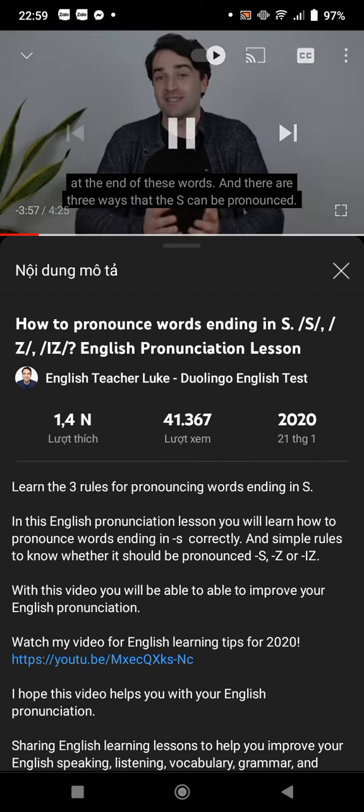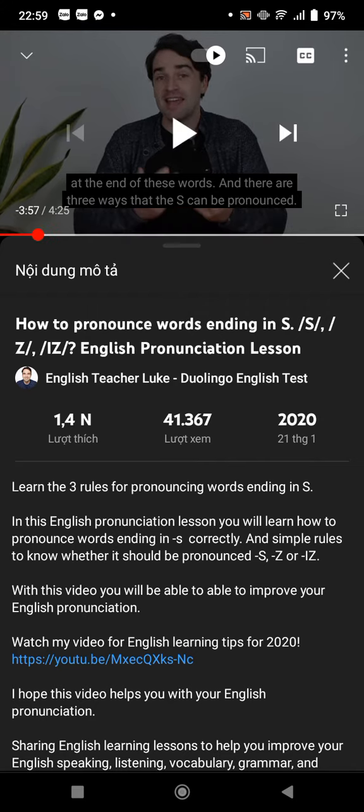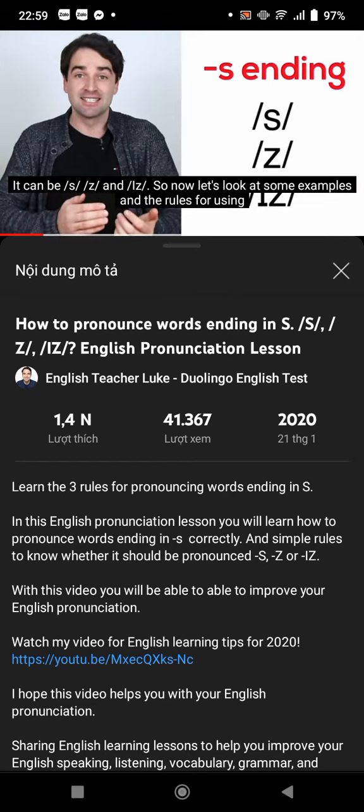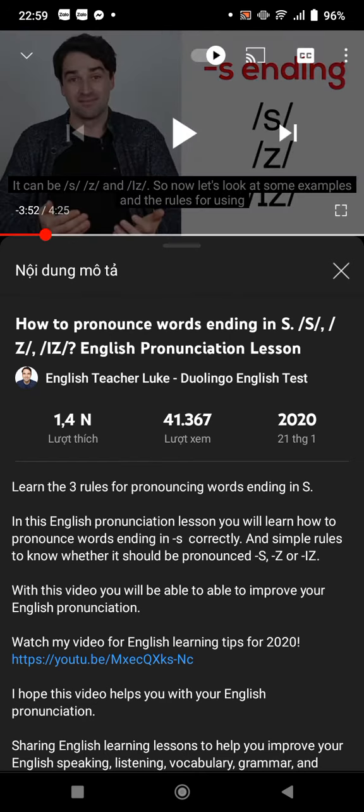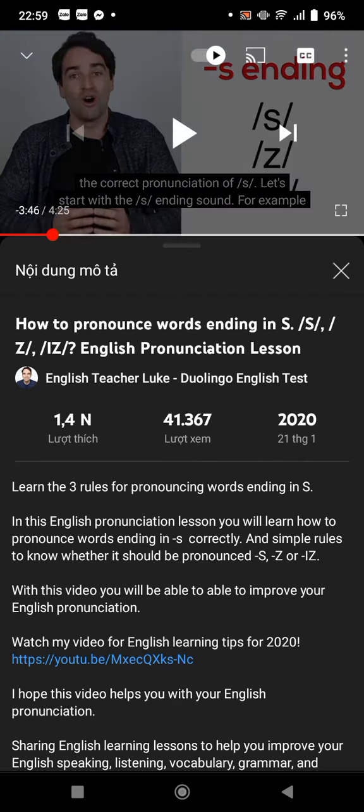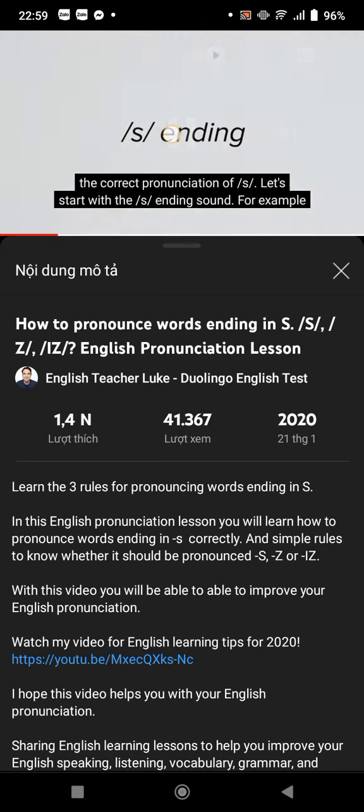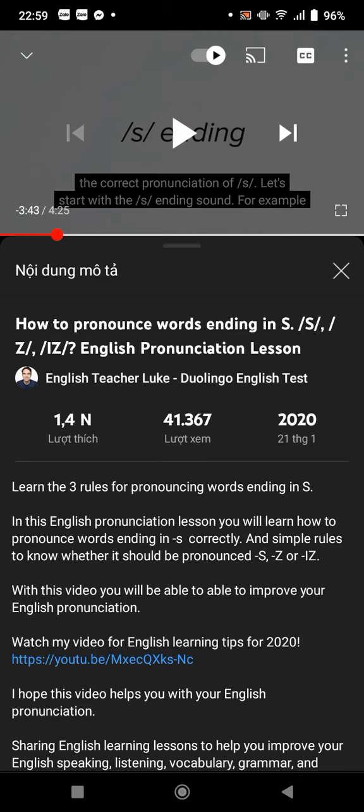And there are three ways that the S can be pronounced. It can be S, Z, and IZ. So now let's look at some examples and the rules for using the correct pronunciation of S. Let's start with the S ending sound.